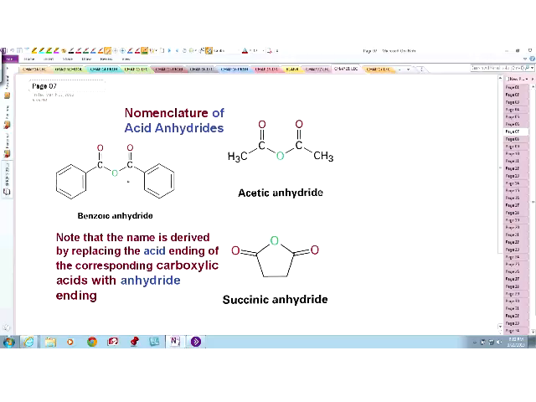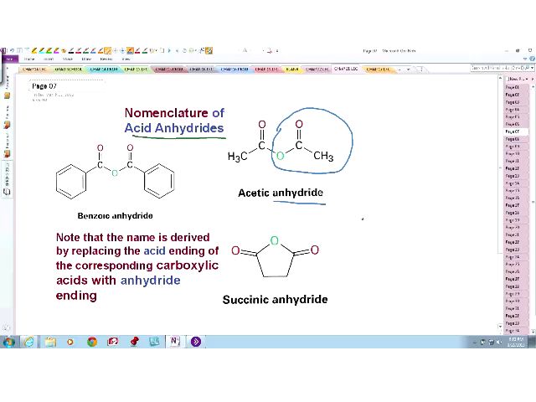Now, with regard to the acid anhydride, once again, the name of the acid anhydride is derived from the name of the corresponding carboxylic acid. If you take a look at this molecule here, think of this part as coming from acetic acid, and also think of this part as coming from acetic acid. So the corresponding carboxylic acid is acetic acid. All we need to do is simply remove the word acid and replace it with anhydride. So this becomes acetic anhydride.